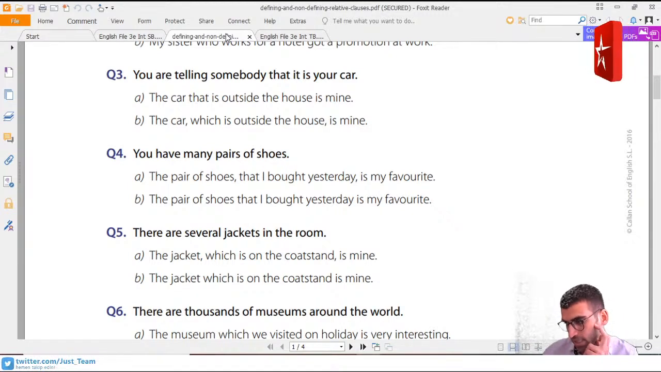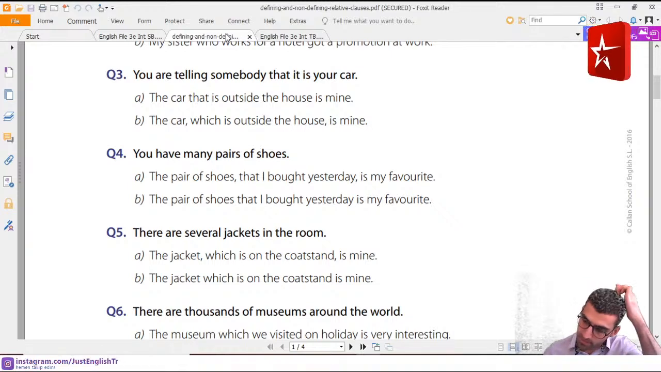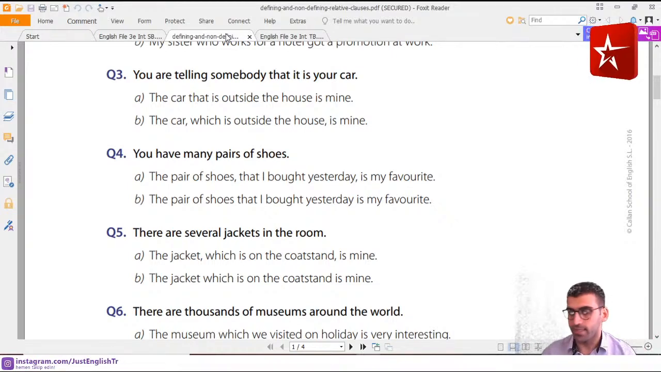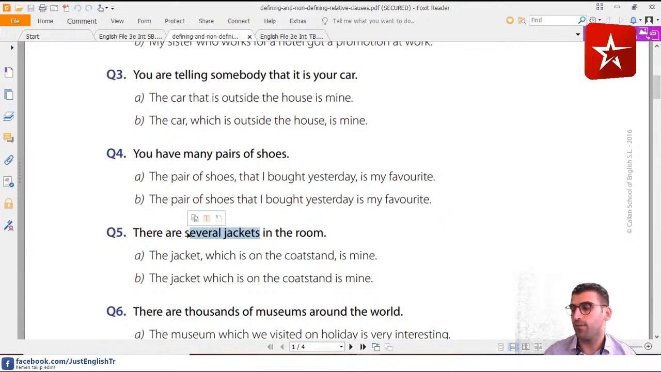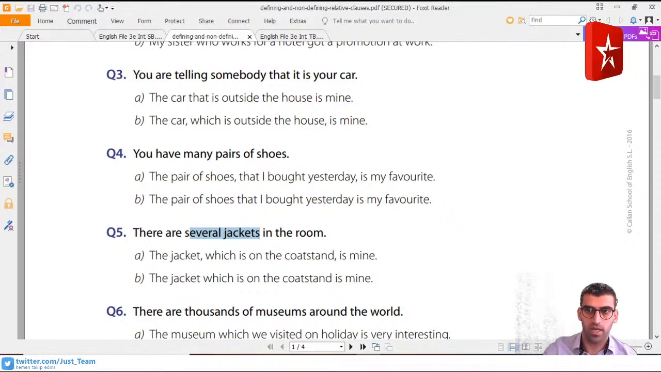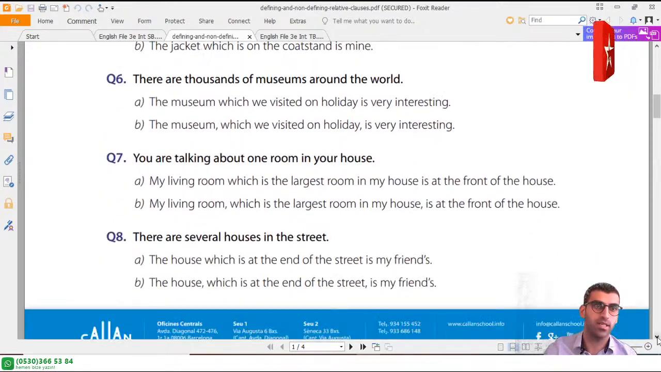Sıla, Ceyda and Gülsefa, like all of them, said the correct answer is B. Yes, guys, the correct answer is B for number 5, because we have several jackets. That's why we have to choose non-defining relative clauses for this question. Let's continue with question number 6.